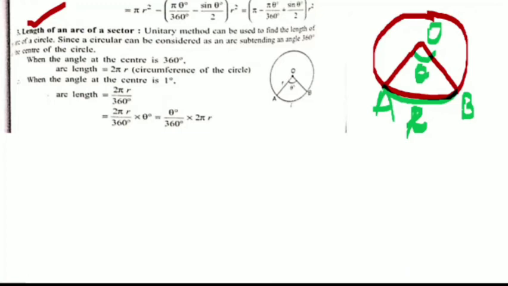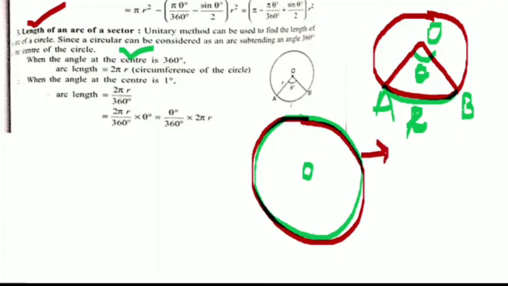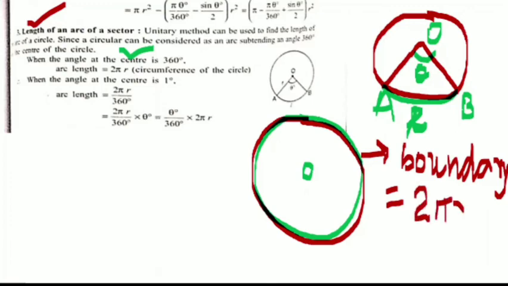Now how to find out the arc length? If I draw a circle like this, it's making a complete rotation. Complete rotation means the central angle is 360 degrees. So when the angle at the center is 360 degrees, the arc length is 2 pi r, because moving from this point through the complete round, it covers the boundary, which is the total arc length. The boundary of a circle is the circumference, which is 2 pi r.